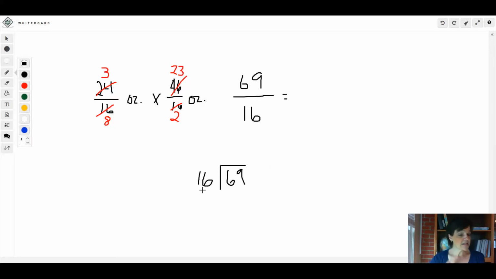So 16 goes into 69 how many times? Let's say 4 times, because 3 times is only 48. 4 times 6 is 24, 4, 5, 6. Perfect. So we have 5 left over 16. So our whole number then would be 4 whole and 5 sixteenths. Make sense? That's how we would do that one.